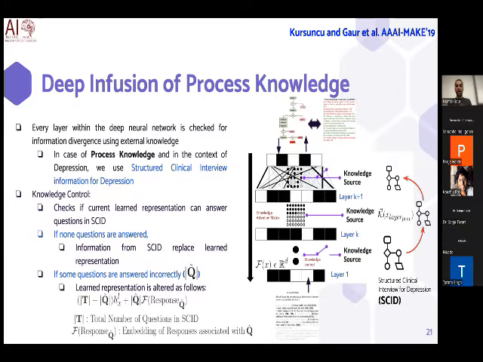And that forms our new set of loss functions that we want to introduce, where T is the total number of questions in the SCID, and the Q tilde are the questions that have been answered incorrectly by the model. So the difference is that the learned representations are correct, and with the tilde questions, we introduce the responses for these questions into the learned representation so that the model can learn to generate good questions over time.